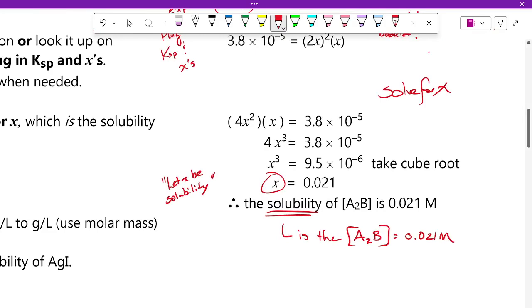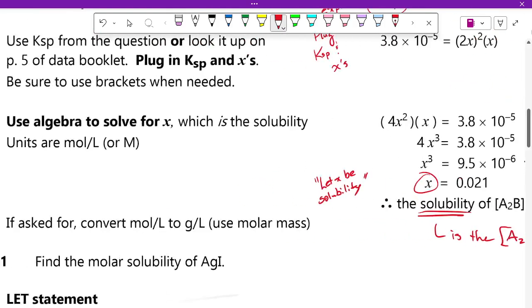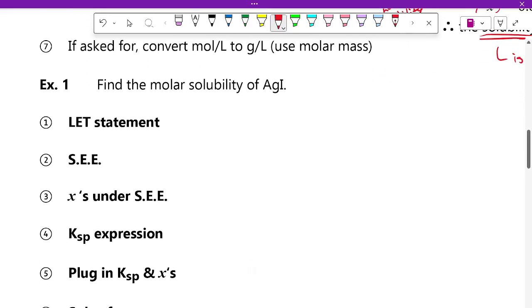So do you think you guys could do an example? Okay, all the steps are there for you.